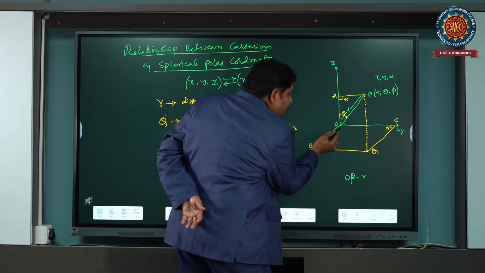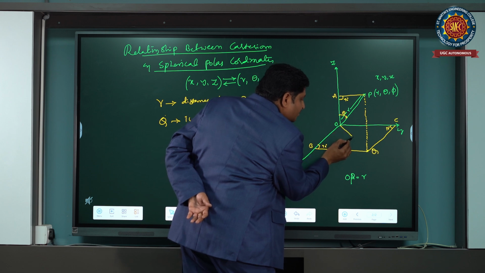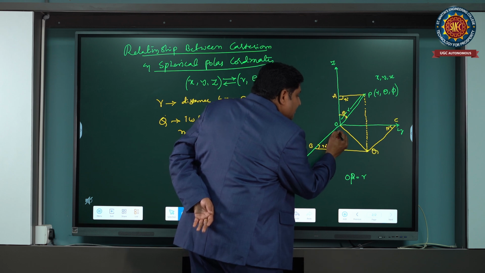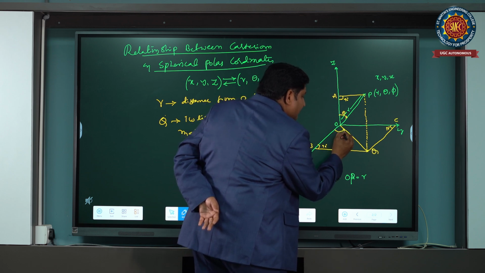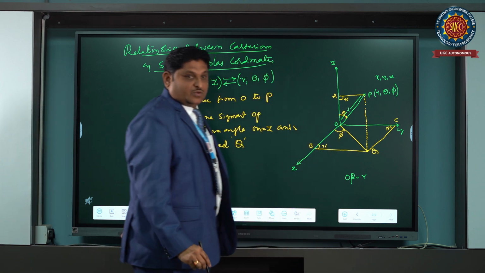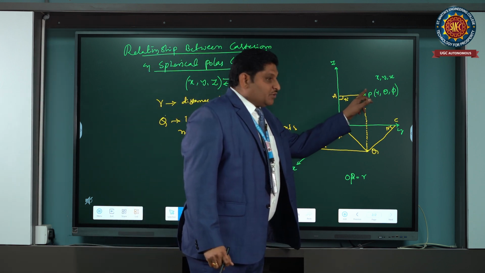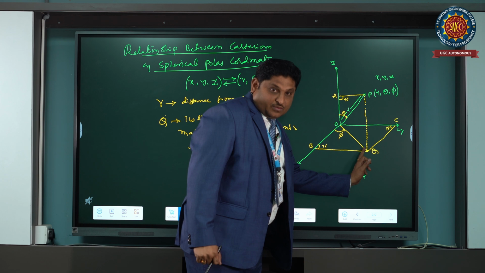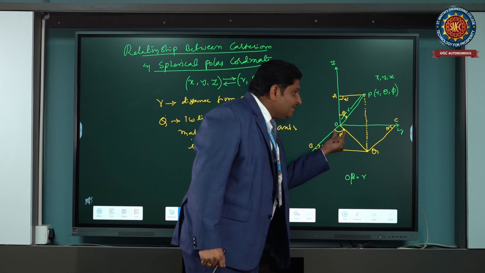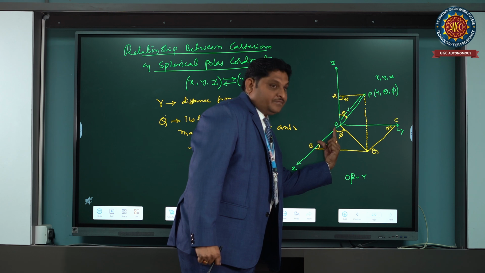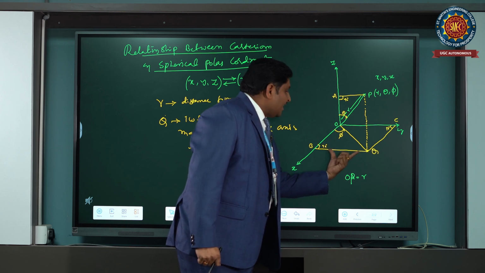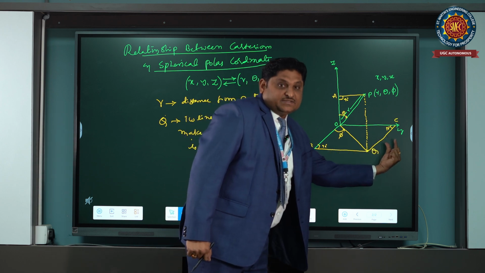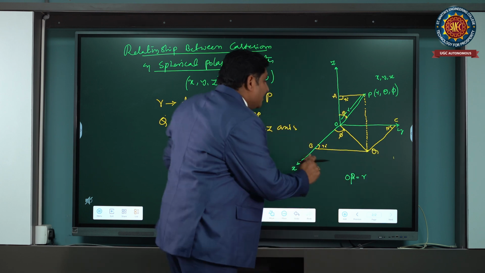Now I can consider a line from O to the projection point. Here we can consider one more angle, phi. Now what I did, I considered one projection point from P to Q. From O to Q, I make one line, and I considered the two perpendicular lines, one on the x-axis and another on the y-axis.